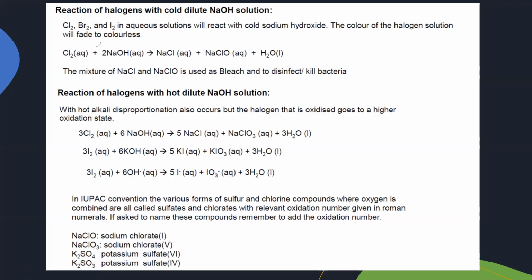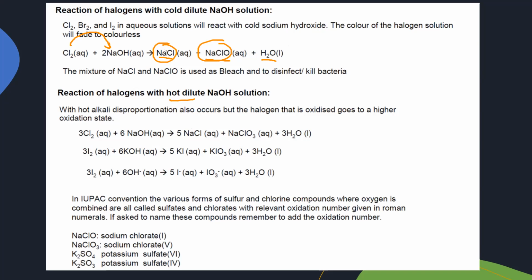When a halogen is bubbled through cold sodium hydroxide, this results in the formation of a sodium halide, a sodium halate, and water. If we have chlorine, it will form NaCl and NaClO. If it is bromine, it will be NaBr and NaBrO other than water. And if it is iodine, it is NaI and NaIO. But if it is hot sodium hydroxide, then with chlorine, NaCl and NaClO3. With bromine, NaBr and NaBrO3. And with iodine, NaI plus NaIO3.